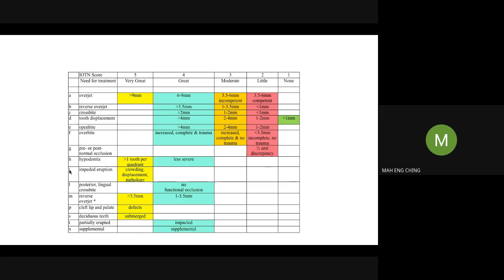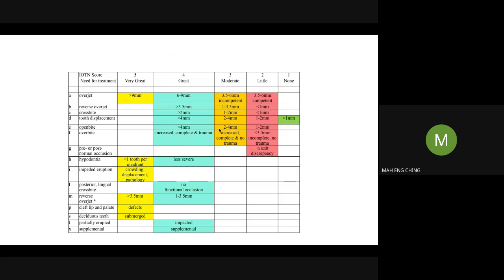B and M is quite similar, except you see when the 1 to 3.5 millimeter, when I have these mastications or the speech problem, then they upgrade to 4. From 3, then upgrade to 4.